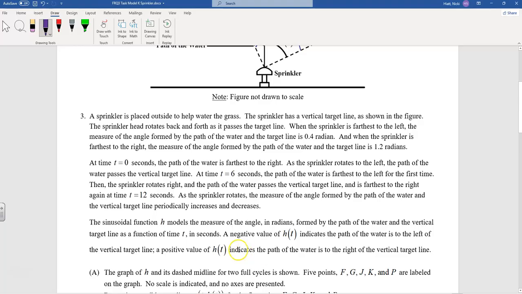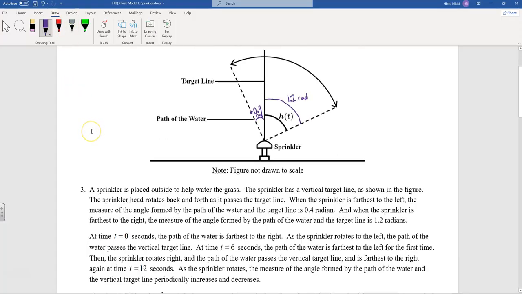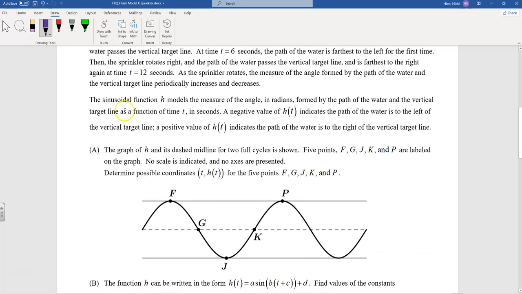So I am going to put negative 0.4 radians here, because whenever we're to the left, we're going to measure that as a negative radian there. So we need to fit this to the curve that they have given us here.